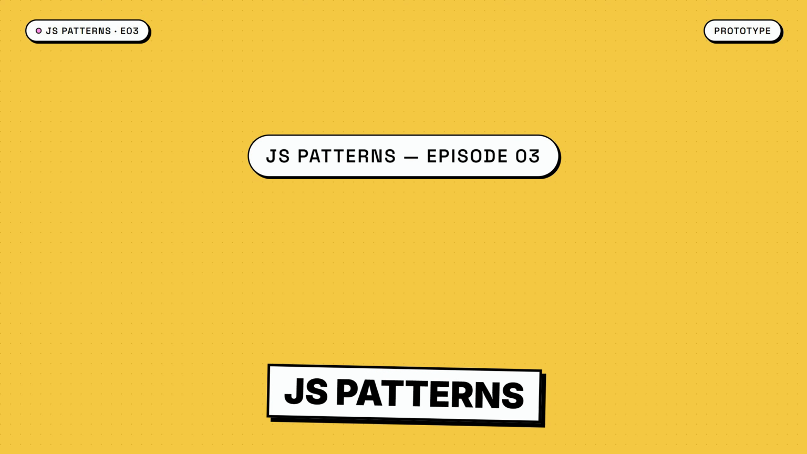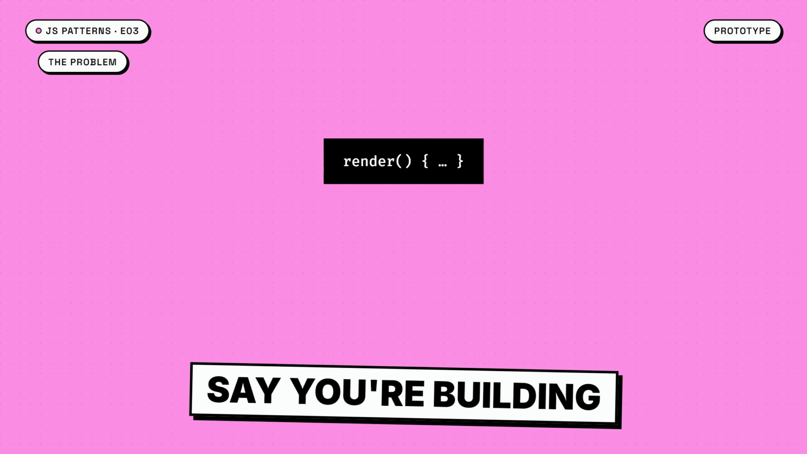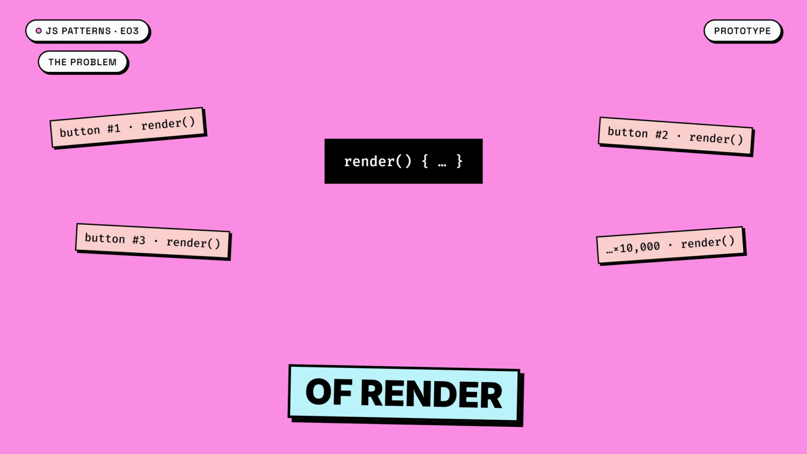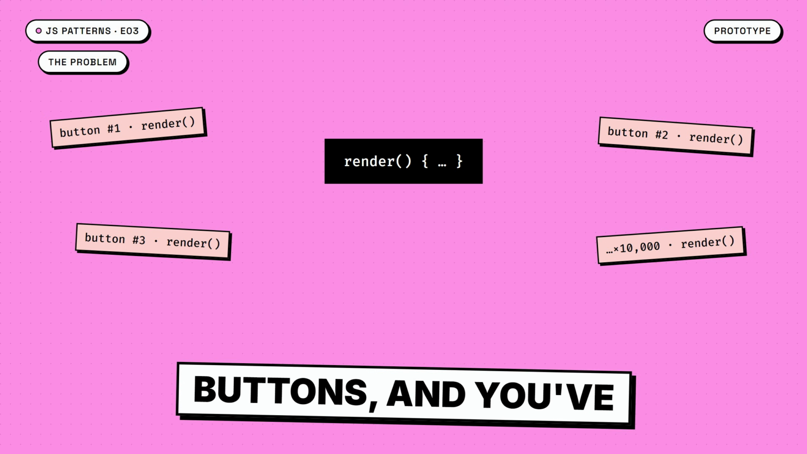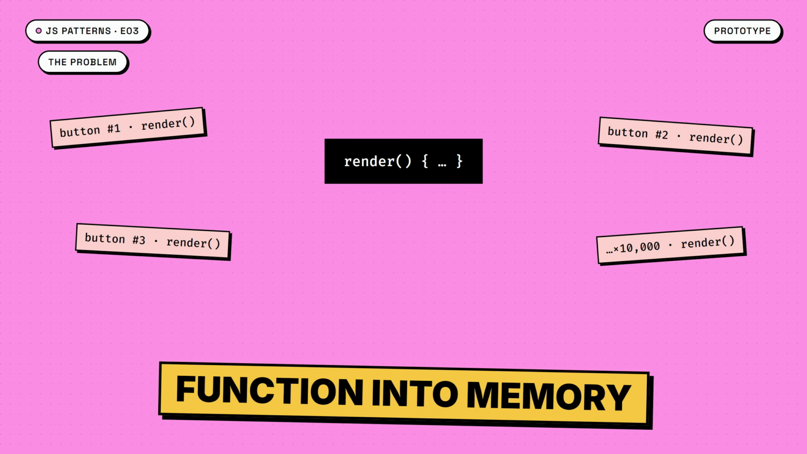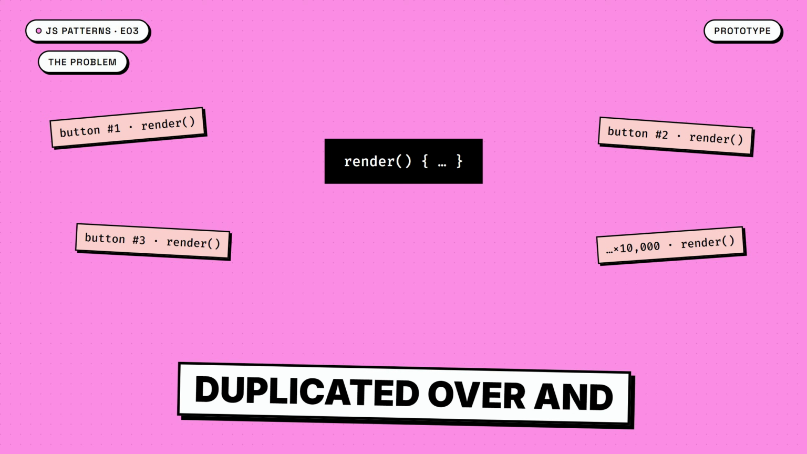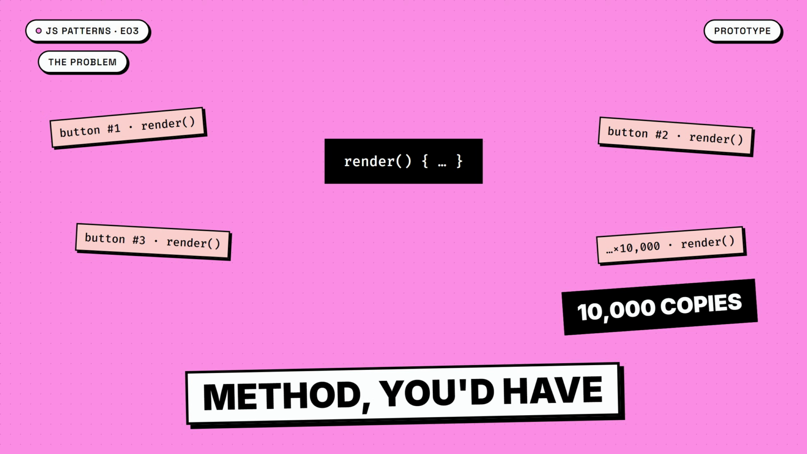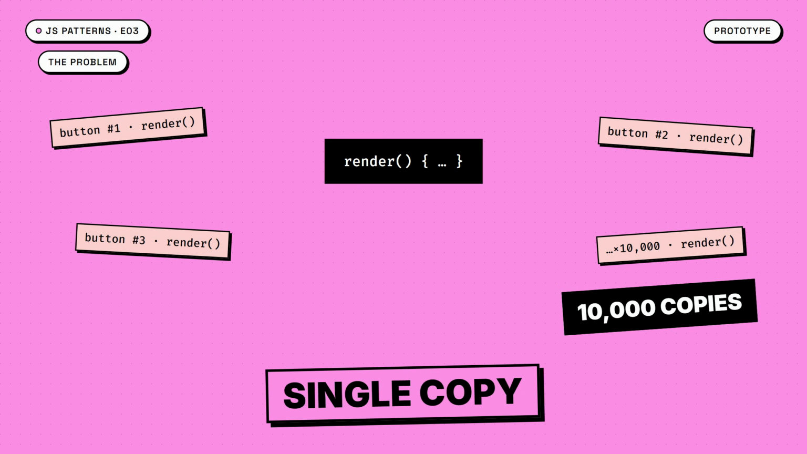JS Patterns. Episode 3. Say you're building a UI, and every button needs a render method. The naive way? Give each object its own copy of render. Make 10,000 buttons, and you've just stamped 10,000 identical copies of the same function into memory. Same code, duplicated over and over. It wastes memory, and the day you fix that method, you'd have to fix every single copy.